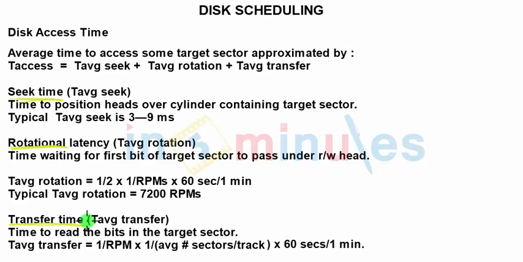Generally, each of them has a separate formula for calculation. For instance, average rotational latency can be calculated by half into 1 by revolutions per second, that is, into 60 seconds for 1 minute. A typical disk runs at around 7200 RPM for most current hard disks. Similarly, we can provide average transfer time with the help of the formula 1 by revolutions per minute into sectors per track into 60 by 1 minute.